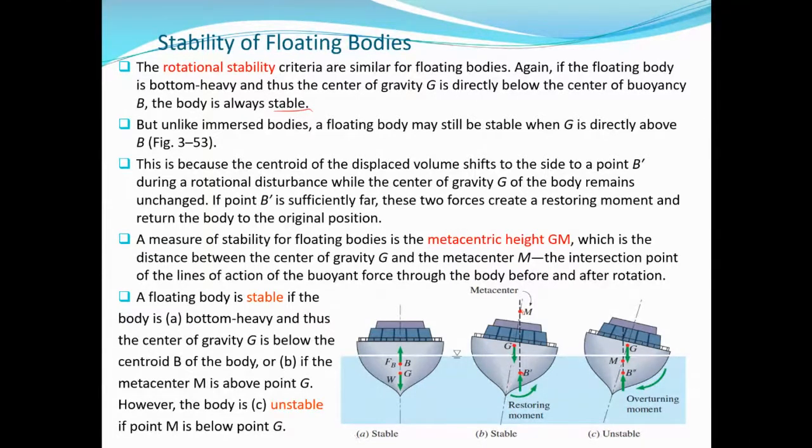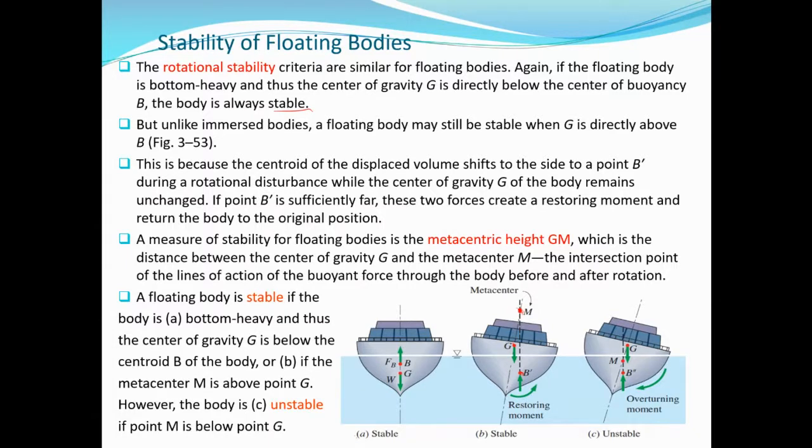This is before rotation, isn't it? Where G and B are all aligned along the same line of action. But when there is a slight rotational disturbance, B is shifted. The line of action of B is changed. So the point of intersection here is the metacentre, and GM is the metacentric height.